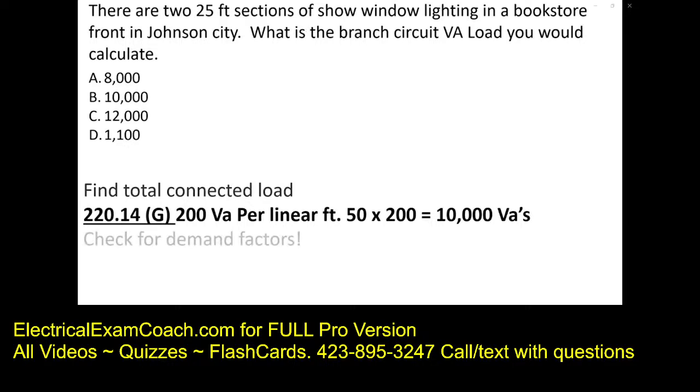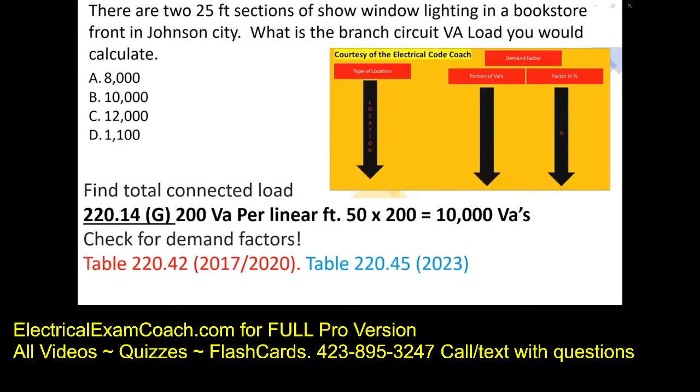Now, we check for demand factors. We're going to head over to that same table, and we're going to look for our type of occupancy here on the left. And we're not going to find it. We cross over and find that it's 100%, so there's no demand factor applied, and we're going to select B. Great job.